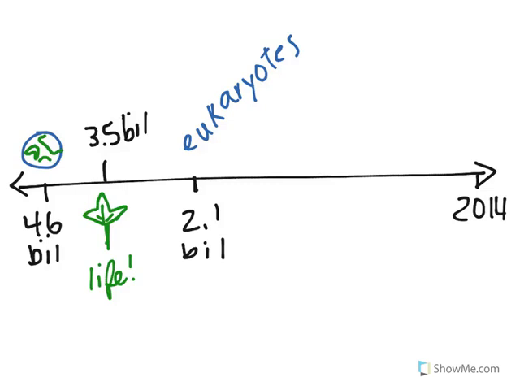I'm an undergraduate at MIT, and today we're going to be talking about how the Earth formed. So the Earth actually formed 4.6 billion years ago. So that's a long time ago.